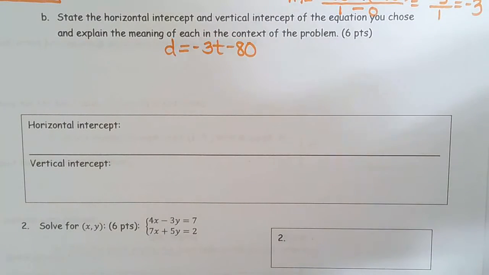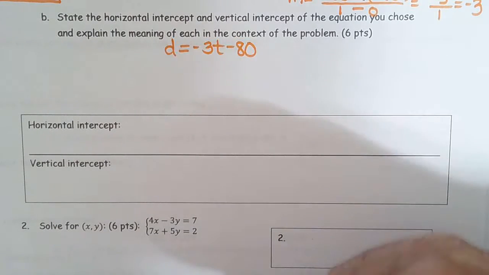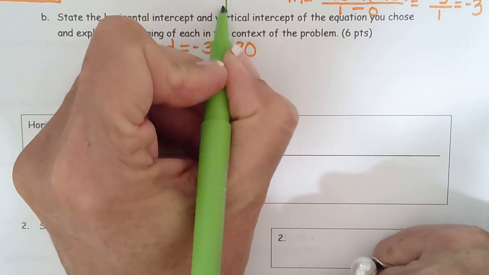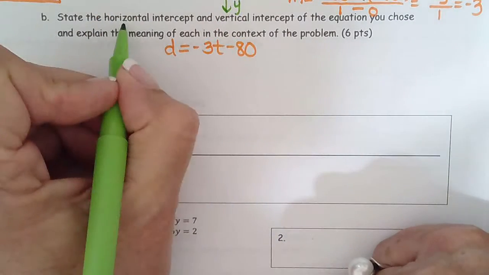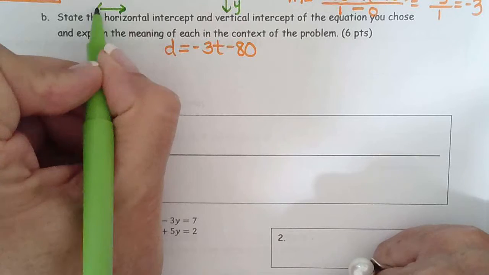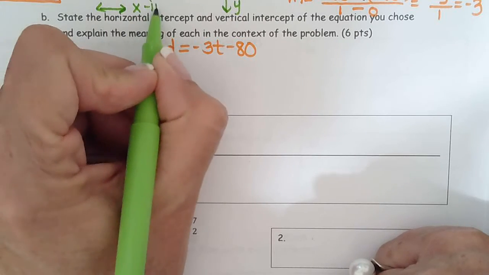I put this on the Module 6 test, and I put this again on the Module 7 test because this is a huge competency in our class, being able to find where the graph crosses the y-axis. And that's what vertical is. Vertical is y, so this is asking for the y-intercept. Horizontal is the x-axis, so this is asking for the x-intercept.